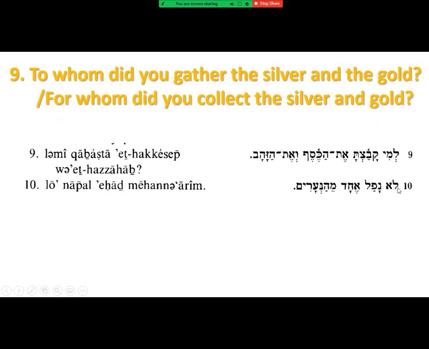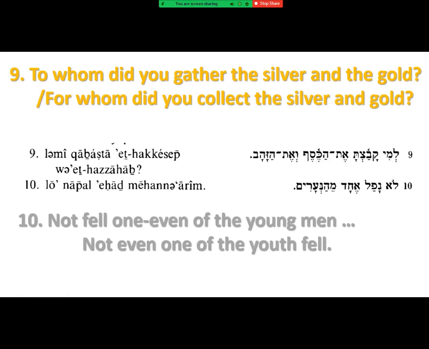Down here, lo, which means no. Nafal, he fell. So this means he didn't fall. Echad, one, so even, and then me hana'arim, okay. Na'ar is going to be a lad, Ne'arim is going to be the youth, Ha Ne'arim is the youth, and Lo echad is not even one, so meh. So this is going to be not even one of the young men fell, or not even one of the youth fell. As we come up with this one.